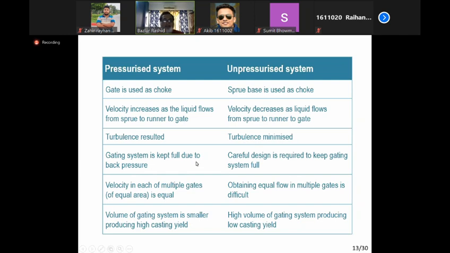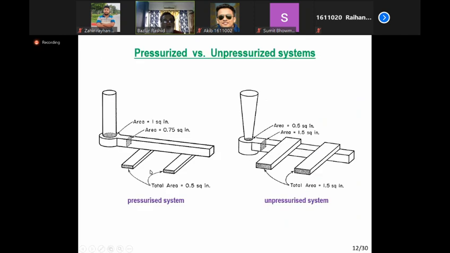Gating system is kept full due to the back pressure. This is one advantage of pressurized system. Here, you need special precaution to keep it full. Velocity in each multi-gate is equal. So here we have used two gates, and velocity in these two gates is equal. But here it will be different. And to maintain the same velocity in these two gates, or if we use 3 or 4 gates, maintaining equal velocity in all gates is a challenge, and you need special measures to do that.